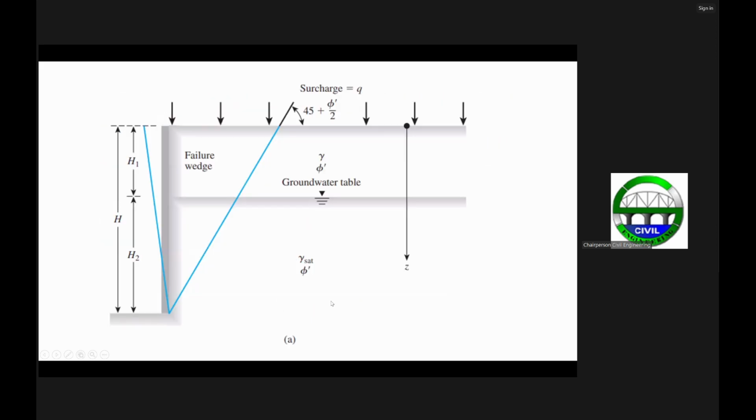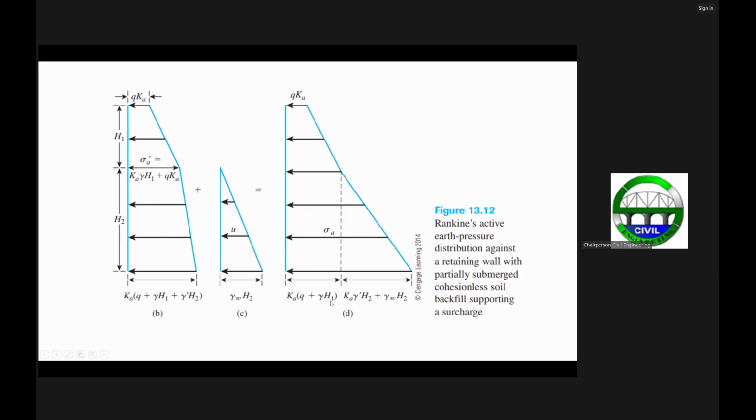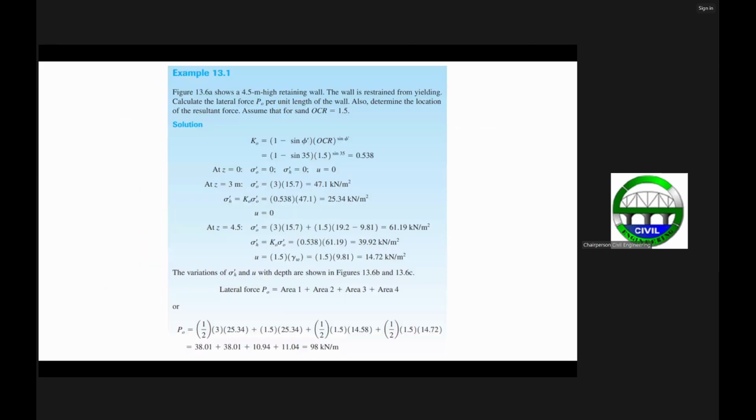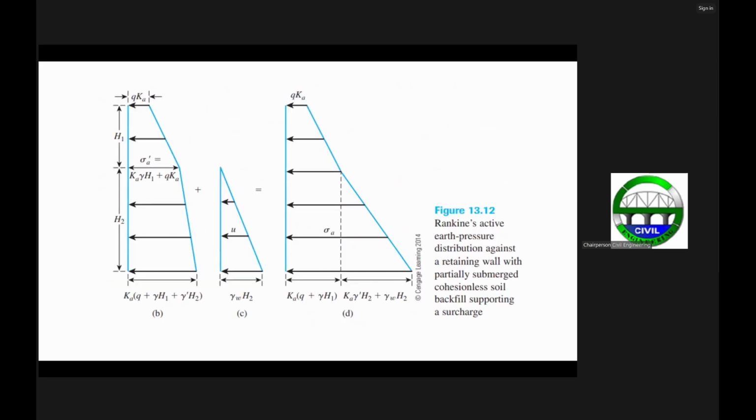So to get the total force, again, we just need to get the sum of all the pressure diagrams. To do that, let's see here. You now have here the pressure diagram.